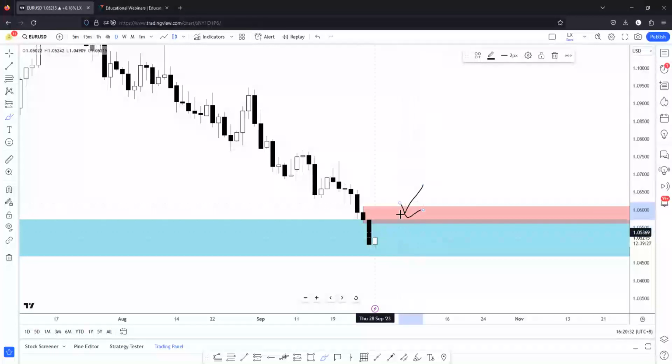But if we see a respect or acknowledgement of this zone as a resistance, you will see that this move is usually accompanied with a break in structure on the lower time frame. So with that, let's focus on this region now. We move to the 4 hours.